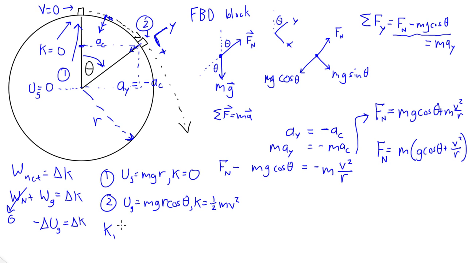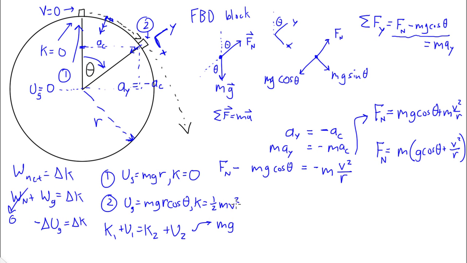Okay, so now you set k1 plus u1 equals k2 plus u2 because you have no non-conservative forces here. And what you're going to get is mgr equals, and you have no kinetic energy at the beginning, so it's 0. On the right-hand side, you're going to have mgr cos theta plus 1/2 mv squared.